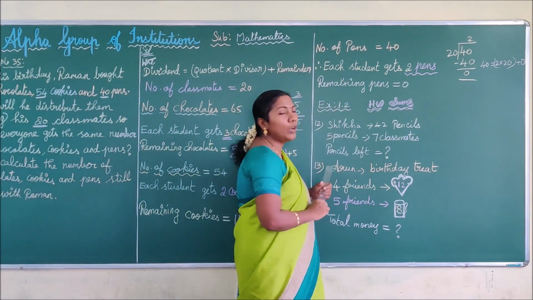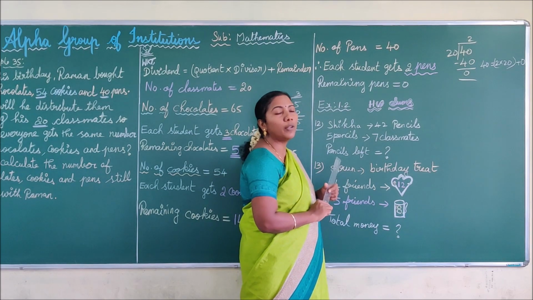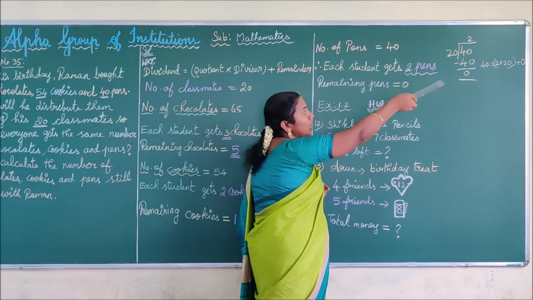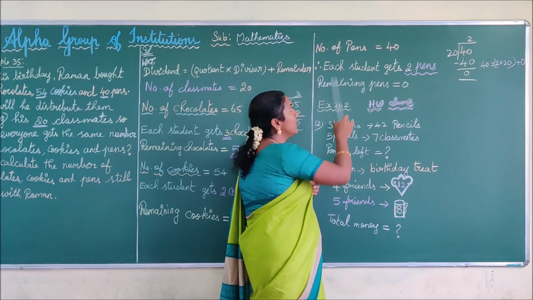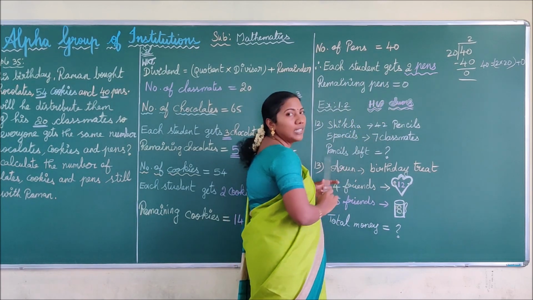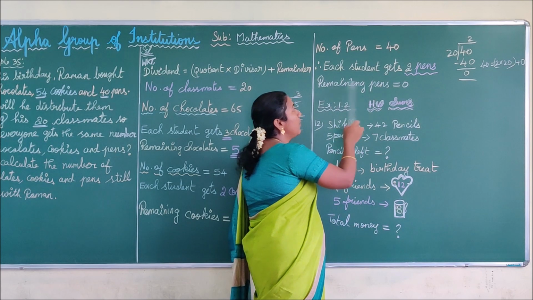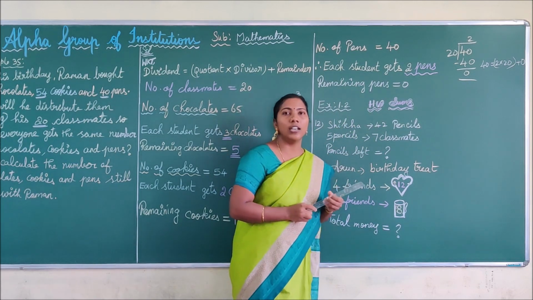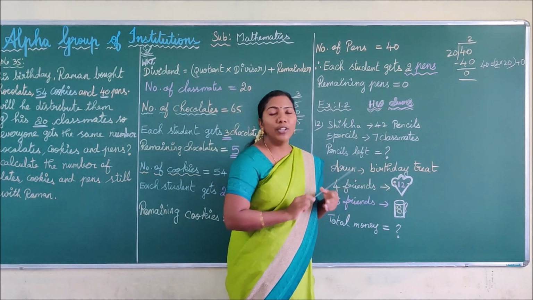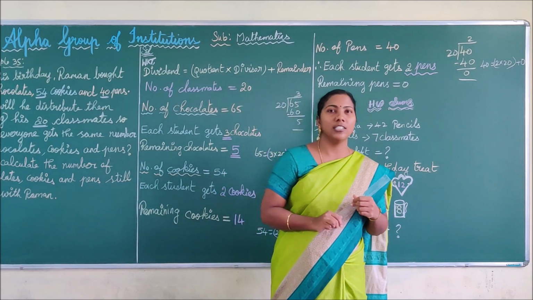Number of pens. How many pens did he buy? 40. Divide 40 by 20. It's very easy. If you divide, you get the remainder 0. Thus, each of his classmates gets 2 pens and he has no pen with him. That is, remaining pens equals 0. It's clear, children? Up to this sum, we are finishing this chapter, integers, children.